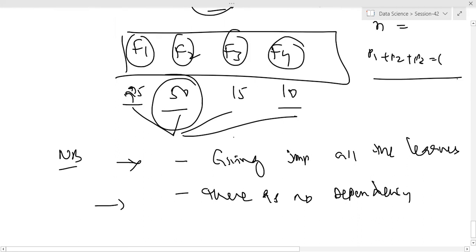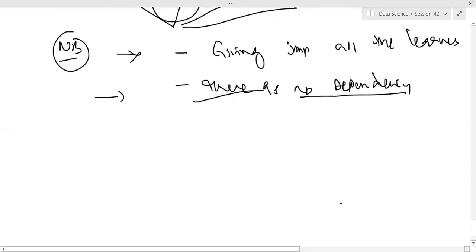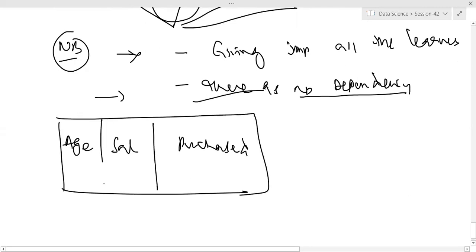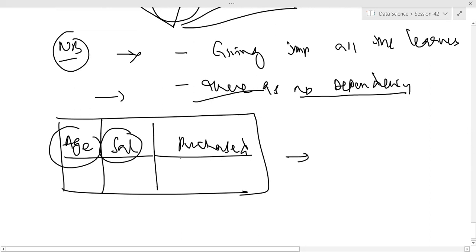Now you observe. Can I say, guys, that without seeing any data set, without knowing any data set, naive Bayes is assuming there is no dependency among the features? Suppose I explain one simple example. There is the age of the member, as well as his salary, and there is some marketing campaign which got the information whether that guy has purchased the product or not. If I give this data to naive Bayes, what is it basically taking?